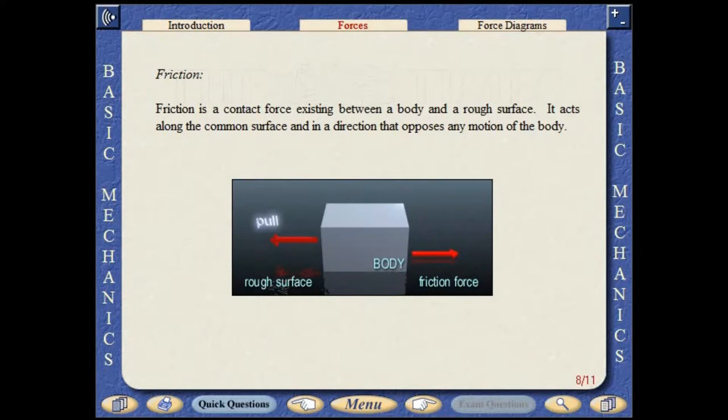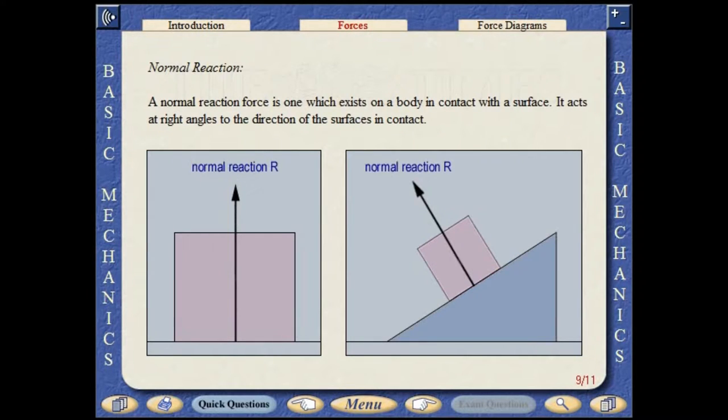Friction is a contact force existing between a body and a rough surface. It acts along the common surface and in a direction that opposes any motion of the body. A normal reaction force is one which exists on a body in contact with a surface. It acts at right angles to the direction of the surfaces in contact.